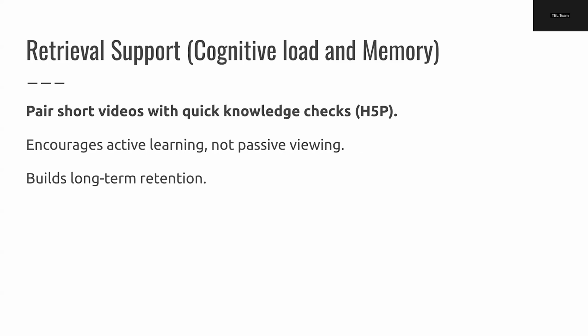Retrieval support refers to cognitive load and memory. So you can pair shorter videos with quick knowledge checks, and that links in with what we were just saying there. It encourages active learning and builds retention. So the key thing in retrieval support is you don't have to use H5P. You could use quizzes in Canvas, or you can just build activities that are document based and require submission from the student. But it's good to have something to go with those videos to check the knowledge or ask the student to reflect, for example, in a discussion or something like that.